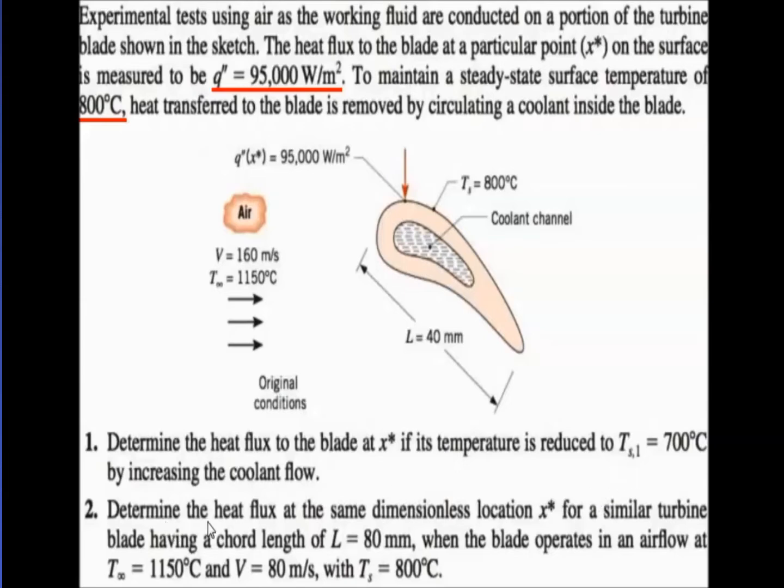Part two, they want us to determine the heat flux at the same dimensionless location, this X star again, for a similar turbine having a blade with a chord length of L equal to 80 millimeters. So instead of L equals 40 millimeters, they want us to change that to L equals 80 millimeters. When the blade operates in airflow at the same T infinity of 1150 degrees Celsius, velocity of 80 meters per second, and the same surface temperature of 800 degrees Celsius. So two different things it needs to solve for.